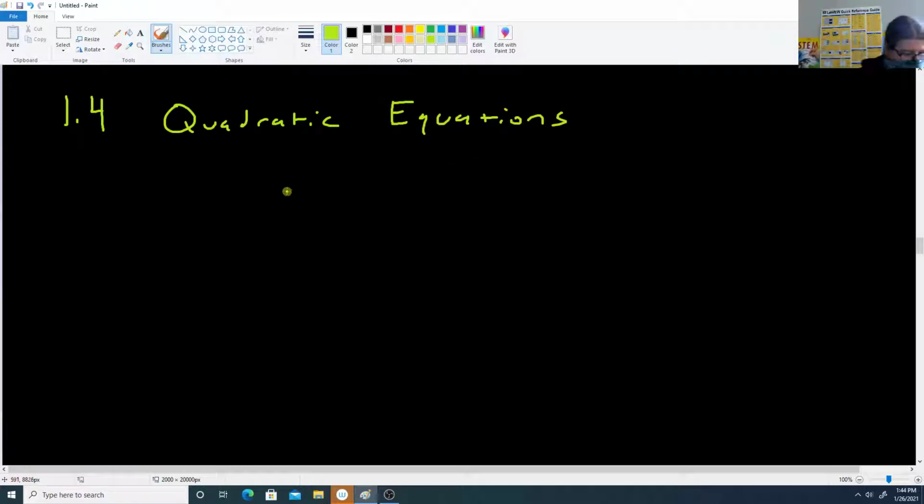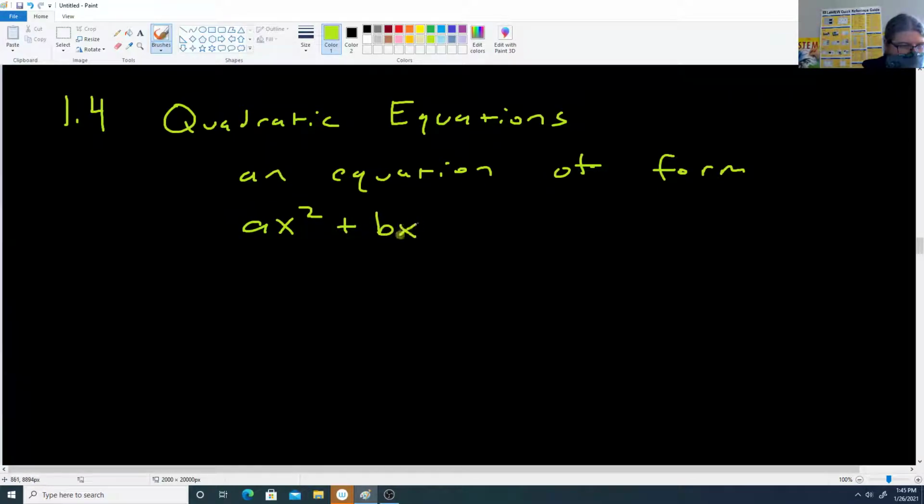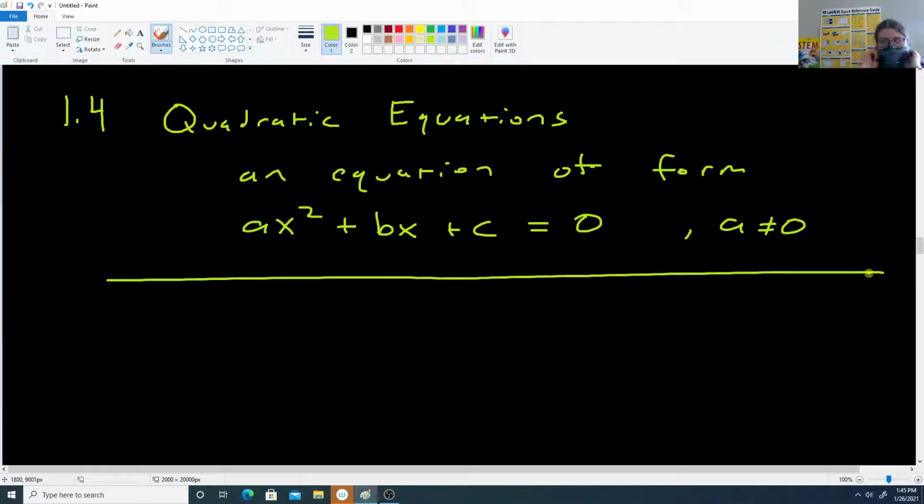So we'll say, all right, section 1.4, this is going to be quadratic equations. And a quadratic equation is an equation of the form ax squared plus bx plus c equals 0, with a not equal to 0. So anything that can get down into that form is what we would call a quadratic equation.